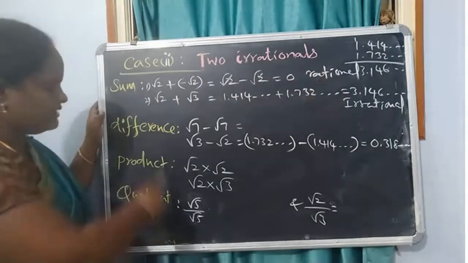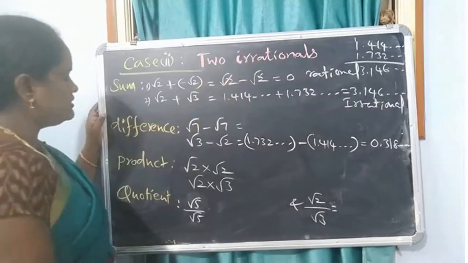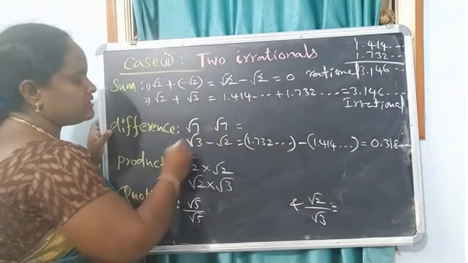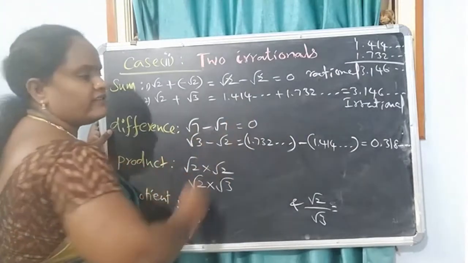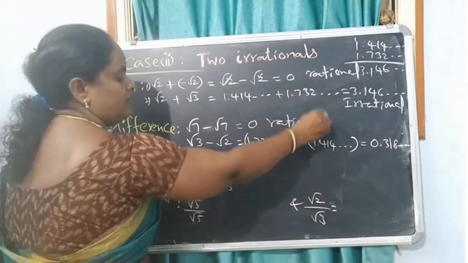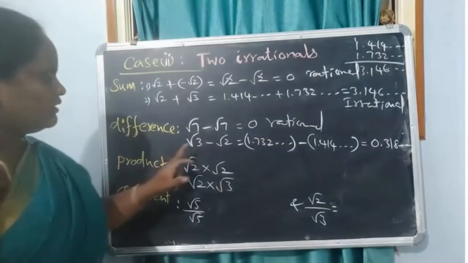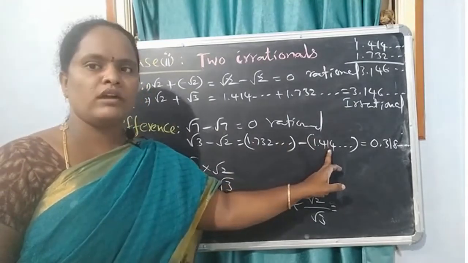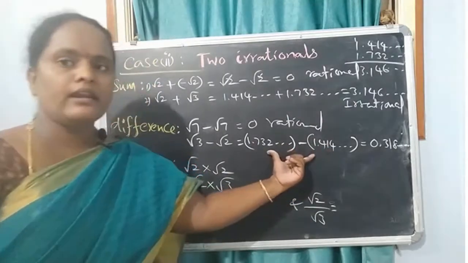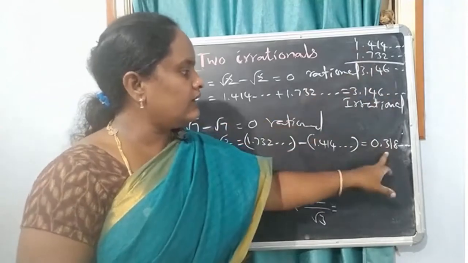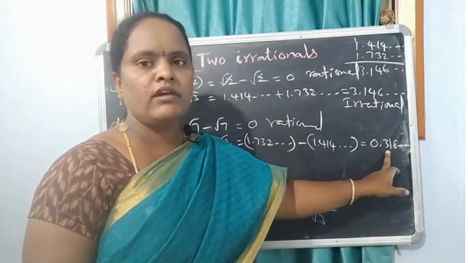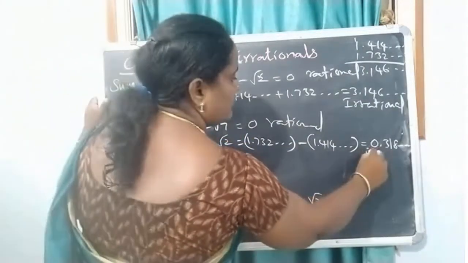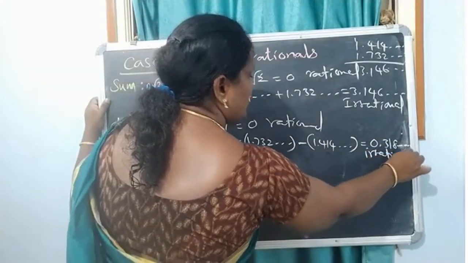Similarly, if you observe the difference, product and quotient of two irrationals, to find the difference I have taken two same numbers, that is root 7 and root 7. Both are irrational. If I subtract, root 7 minus root 7 is 0. That is rational. Whereas if we subtract root 2 from root 3, root 3 is 1.732 and so on, and root 2 is 1.414 and so on. Both are non-terminating, non-repeating decimals. If I subtract, I will get 0.318 and so on. This is also a non-terminating, non-repeating decimal, so it is called irrational. So the difference is also rational or irrational.